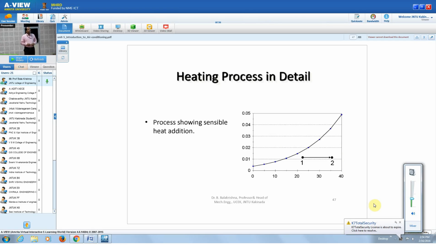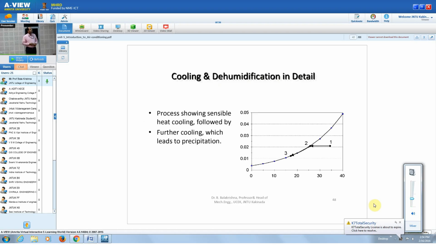This is the heating process in detail. The process shows the sensible heat addition. This is the simple heat addition, and this is the heating and humidification. Then the dehumidification, as I already told, this is called the cooling and dehumidification. And from this point it is also called the cooling and dehumidification.